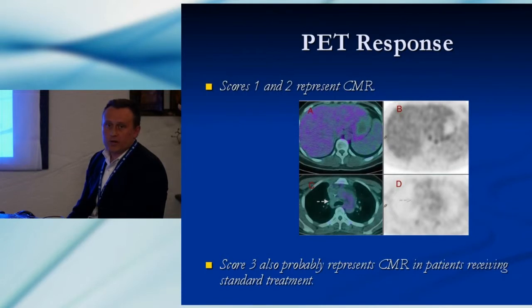So what do these scores mean? Well, scores 1 and 2 on an interim or end of treatment PET scan represent a complete metabolic response. So this image shows a lesion at the right of the trachea, and there's very little to no uptake in that site. So that would be considered a complete metabolic response if this was a follow-up scan of a site of initial disease. Score 3 also probably represents complete metabolic response in patients receiving standard treatment.